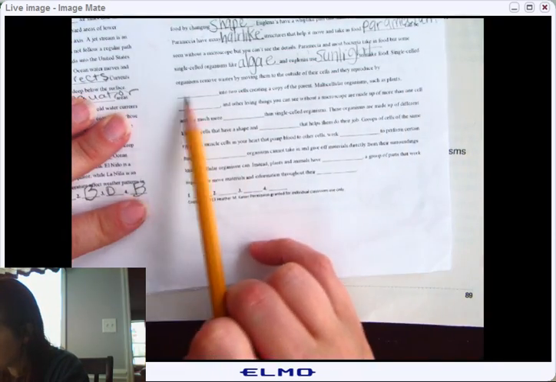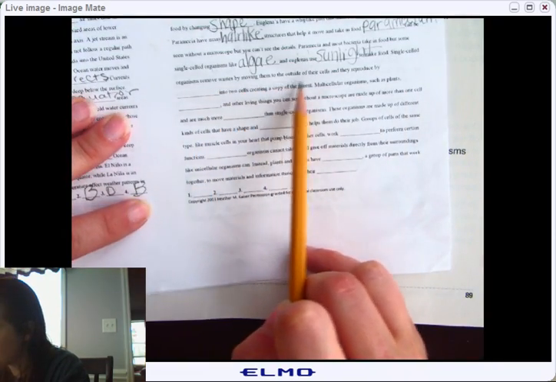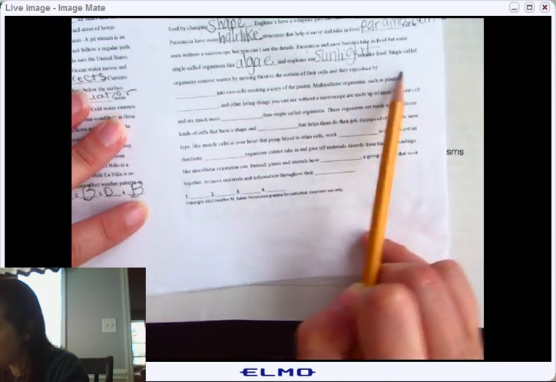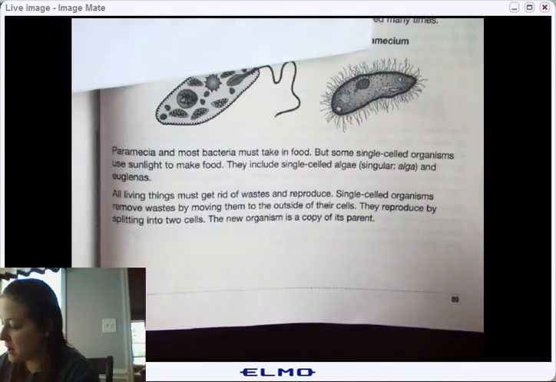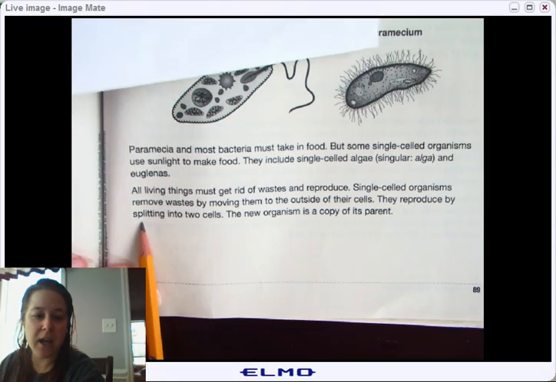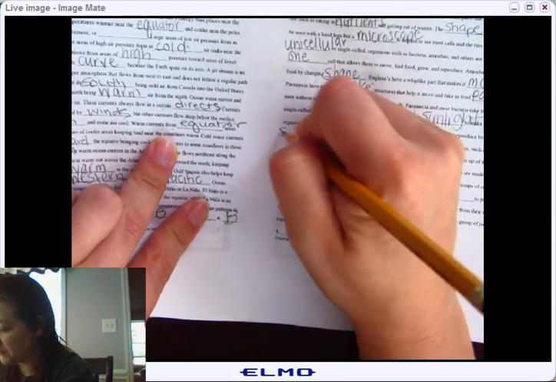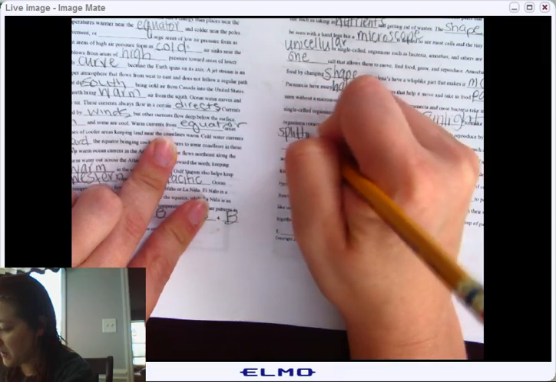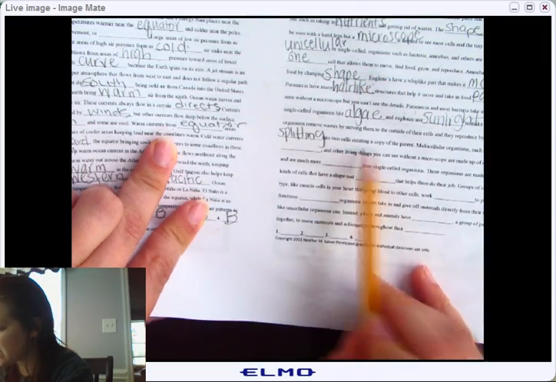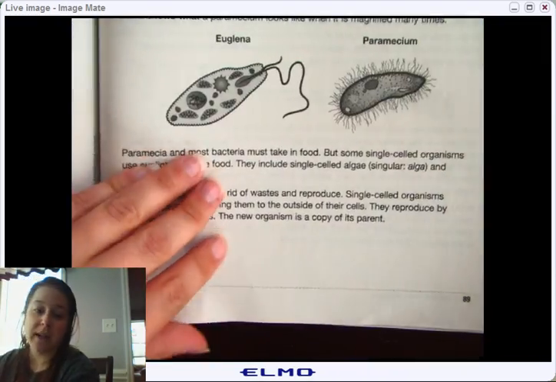So, single-cell organisms remove waste by moving it to the outside of the cell, and they reproduce by splitting into two cells, creating a copy of the parent. Now we're at the multicellular. Okay, multicellular.